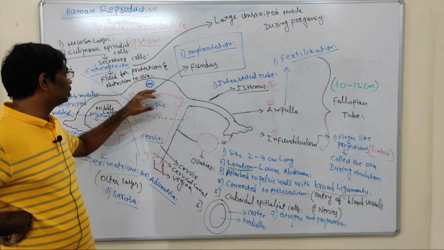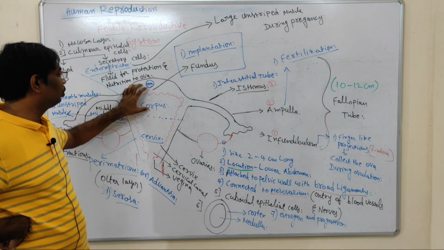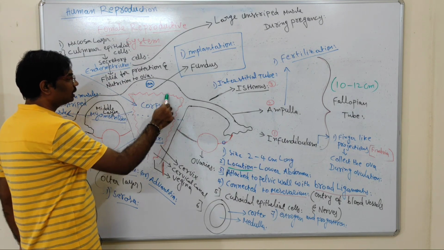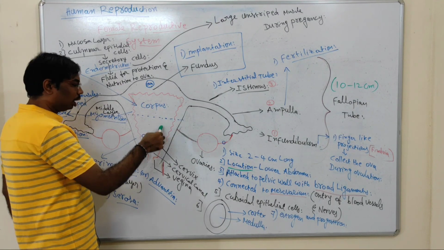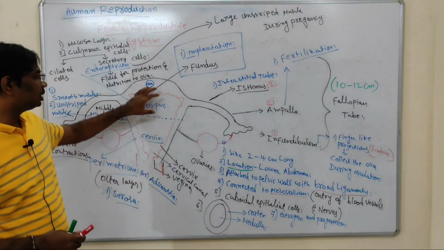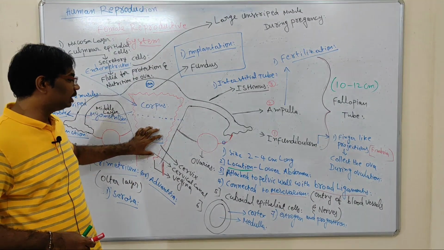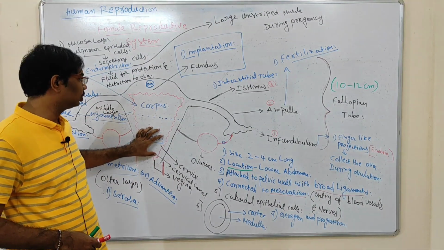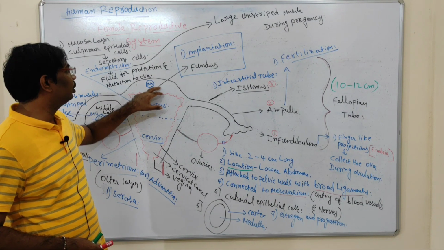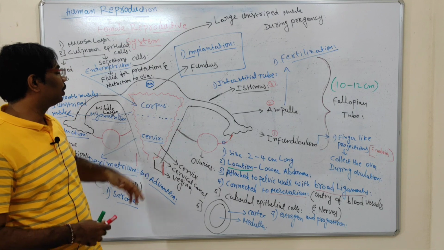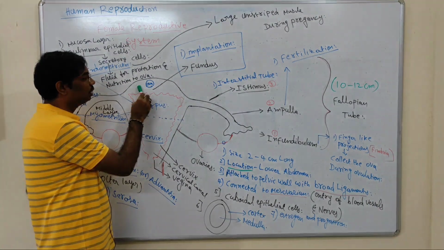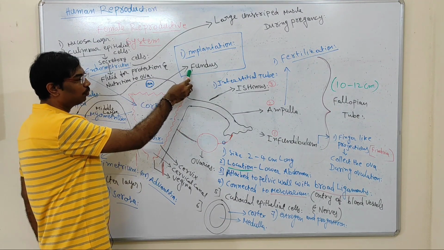Then the uterus. See here, the uterus contains two parts. The upper part above this area is called the corpus, and the lower part of the uterus is called the cervix. The corpus is the widest part and the cervix is the narrow part of the uterus. In the corpus, this upper location is called the fundus. The widest part of the uterus is called the fundus.